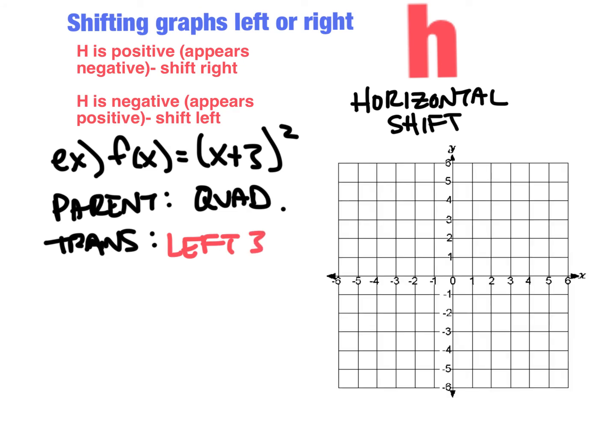Just like every single time, we're going to plot the parent first. I know it might seem trivial to do this, but whenever we start having a lot of transformations, it'll benefit us to plot the parent first. So negative 2 squared is positive 4, negative 1 squared is 1, 0 is 0, 1 squared is 1, 2 squared is 4. And then I'm going to shift each of these points left 3. So 1, 2, 3. And here I have my transformed function. It was translated left 3.